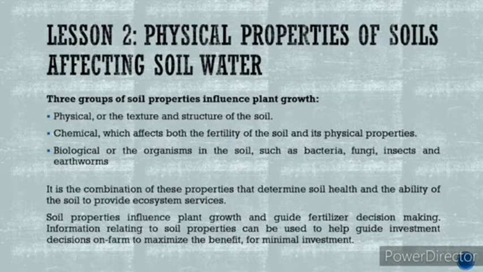services. Soil properties influence plant growth and guide fertilizer decision making. Information relating to soil properties can be used to help guide investment decisions on farm to maximize the benefit for minimal investment.